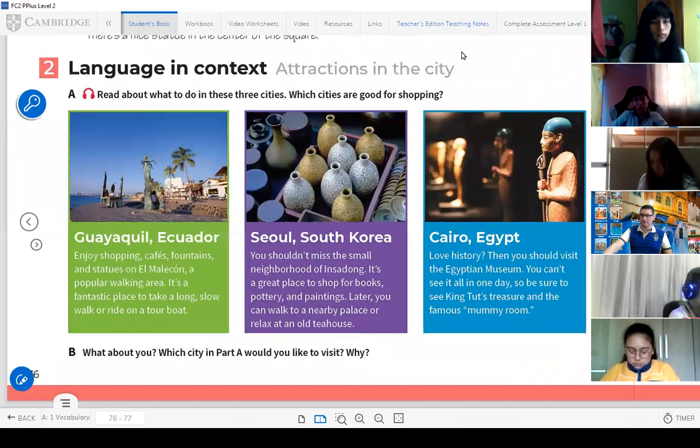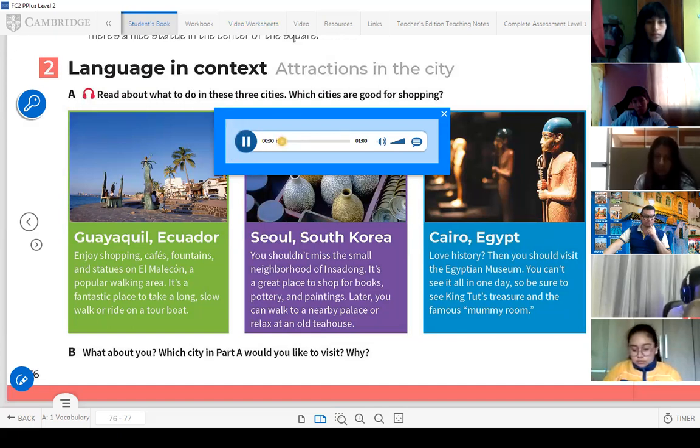Okay, here we have the language in context. We have here the attractions in the city. Read about what to do in these three cities, which cities are good for shopping. We have here three cities, students, no? We have, for example, Guayaquil, Ecuador, Seoul, South Korea, and Cairo, Egypt, okay? Please listen.